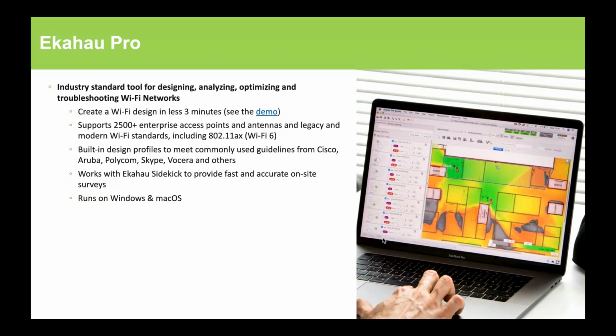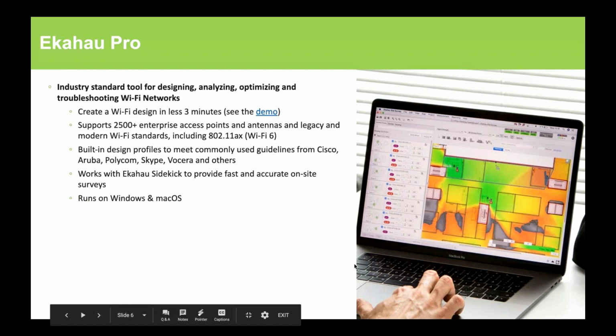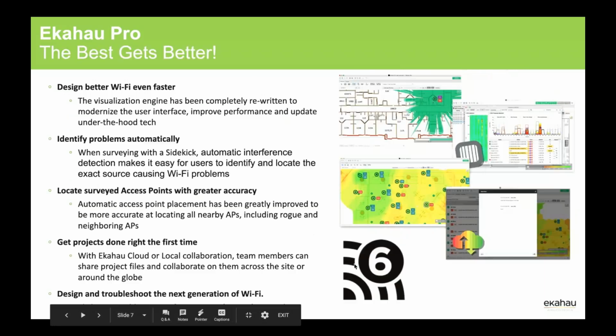And then also the other beauty is the Ekahau Pro tool is not just a planning tool. It also works with the Ekahau Sidekick to provide those fast and accurate on-site surveys. And as I mentioned, it runs on both Windows and Mac OS. We just recently released Ekahau Pro version 10, which adds a bunch of new features. Highlighted a few of them here on this slide.